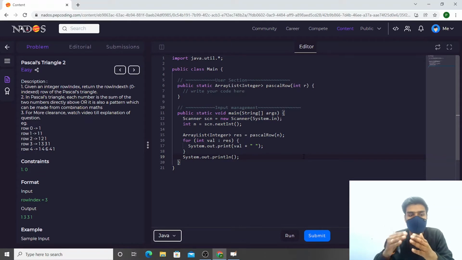Inside the Pascal triangle, each number is the sum of the two numbers directly above, or it is also a pattern which can be made from combinations. We will understand what Pascal's triangle is, and for more clarity, watch the video till the explanation. I will make everything clear. So the Pascal triangle is created like this.